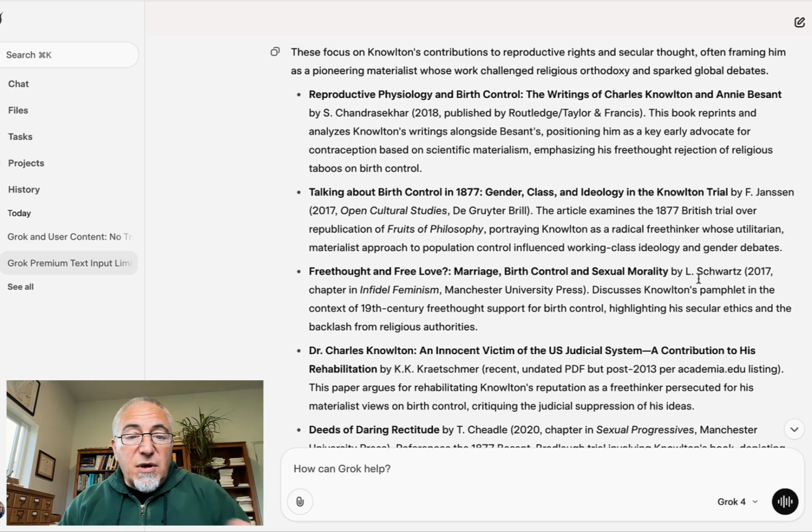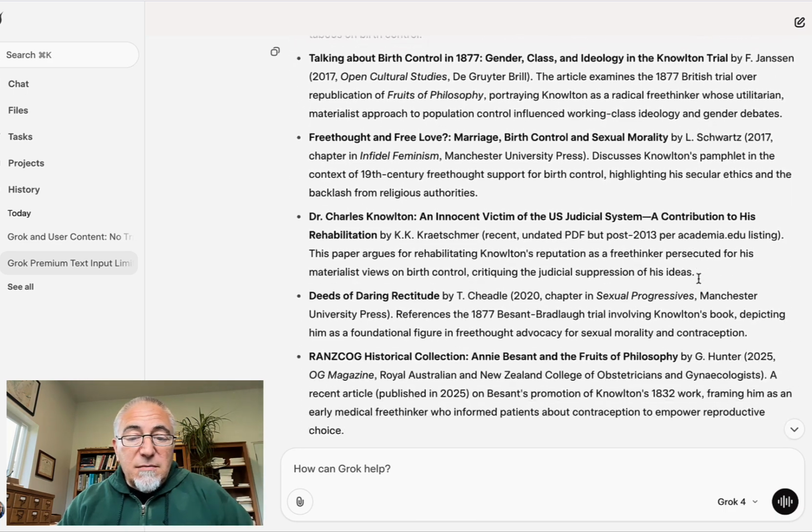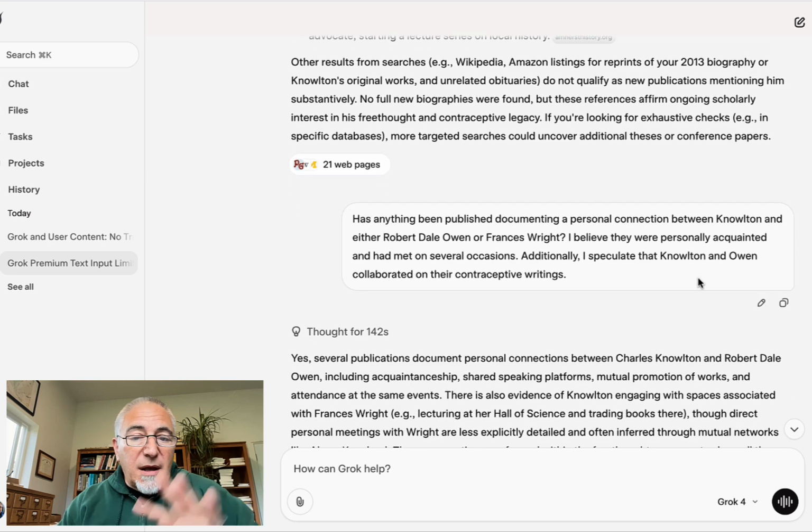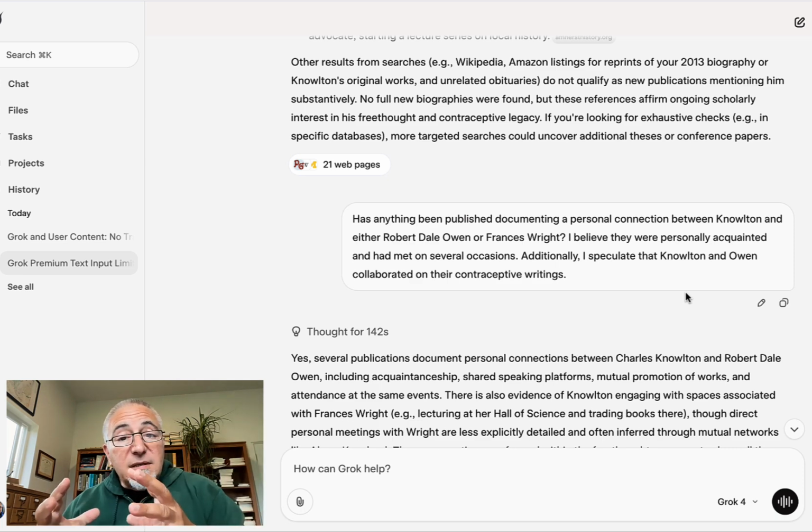And then it provides a bunch of books and articles and blog posts and another bunch of web pages. Then I asked it, because I've been very aware that there is this community of freethinkers in the early 19th century, I asked Grok about documentation concerning personal connections and friendships between Charles Knowlton and either Robert Dale Owen or Frances Wright.